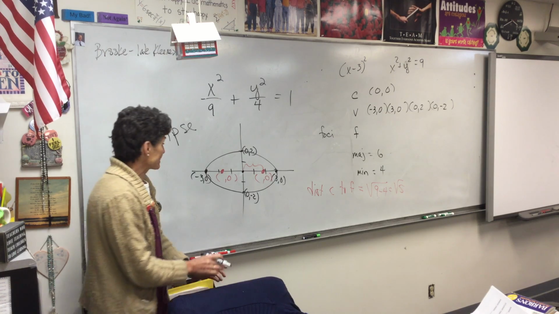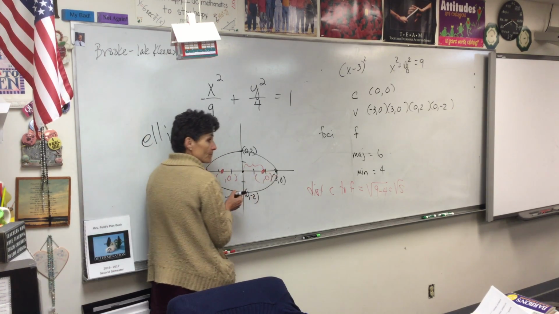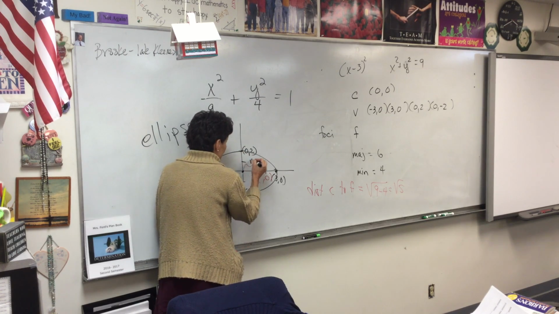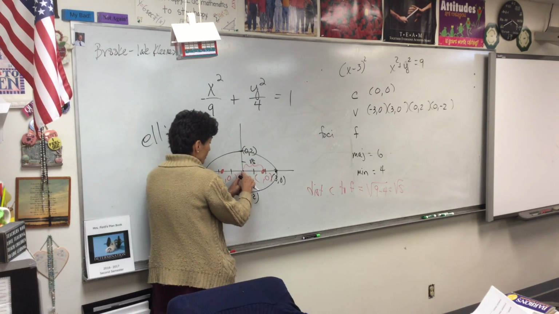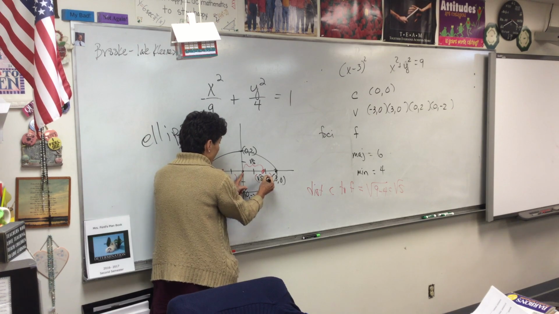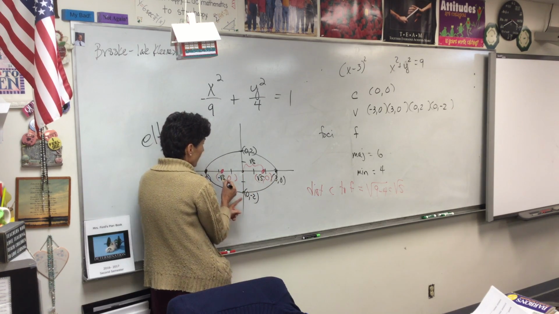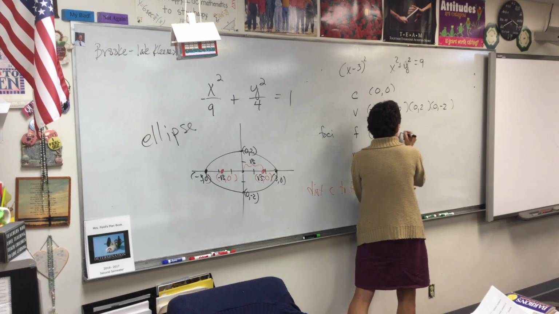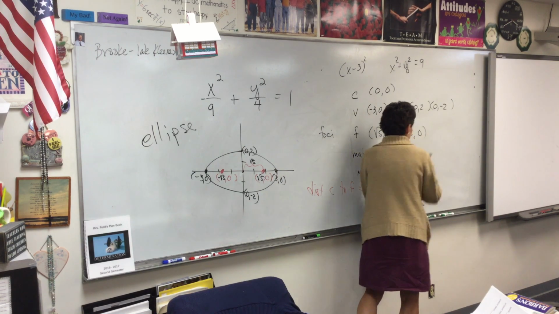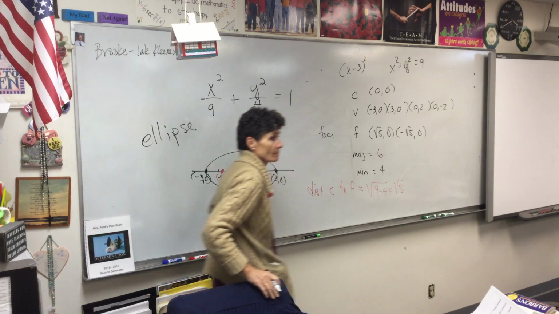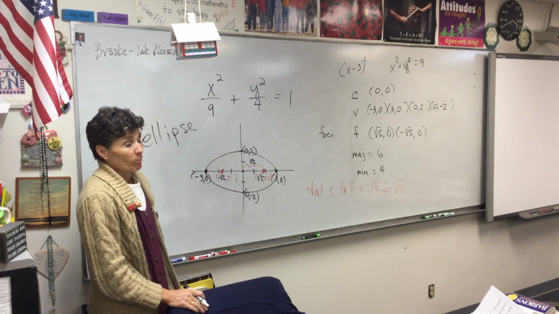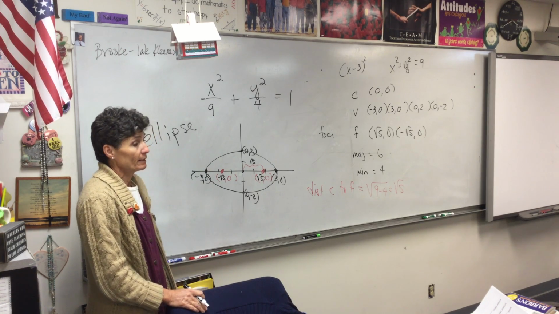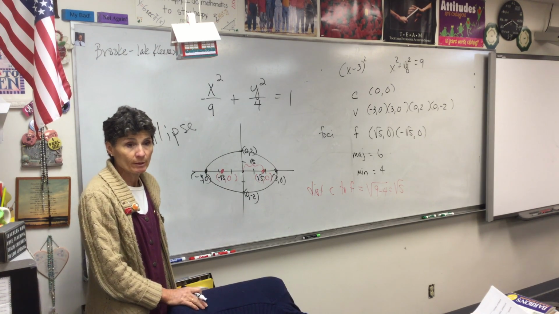To get the distance from here to here, we're going to subtract our denominators and take the square root. So I'm going to start here and go forward root 5 and go backward root 5. So those are my focus points: root 5, 0, and negative root 5, 0. So part of the ellipse is super simple. Part of it is a little harder because you got to remember, but oh well, we just have to do it.